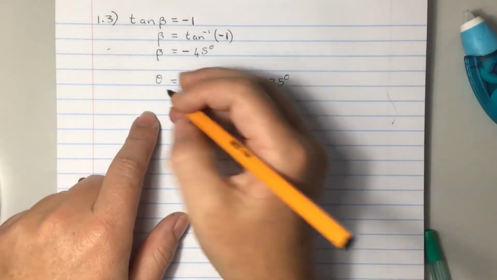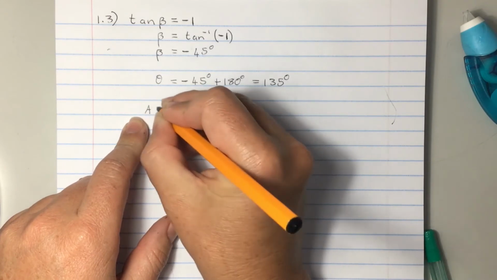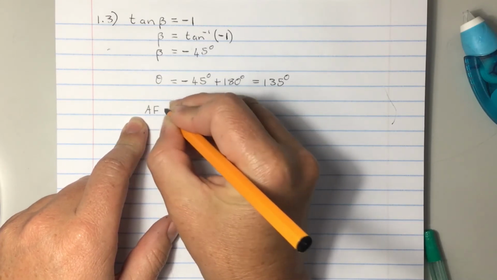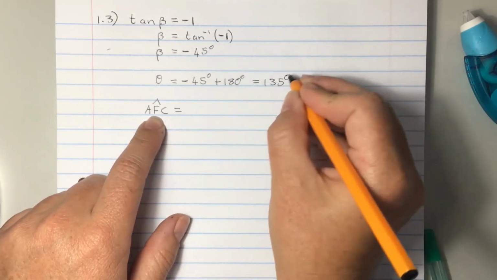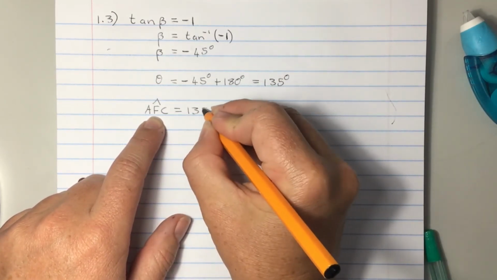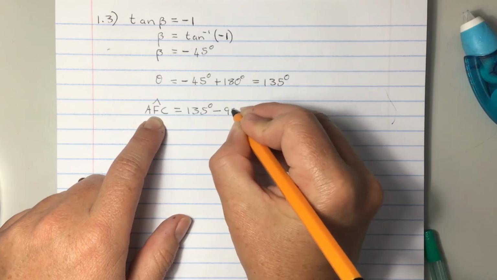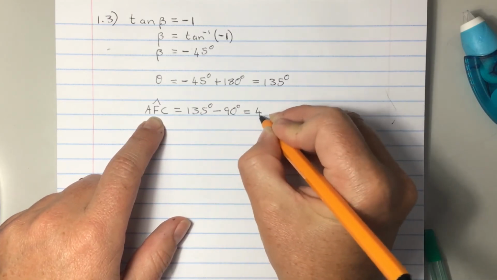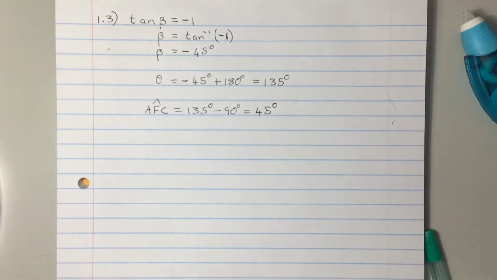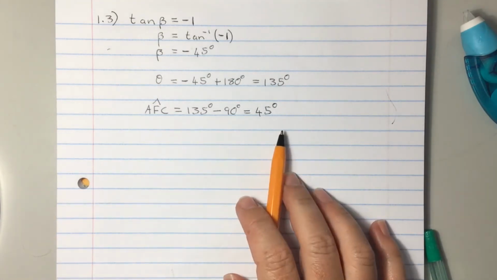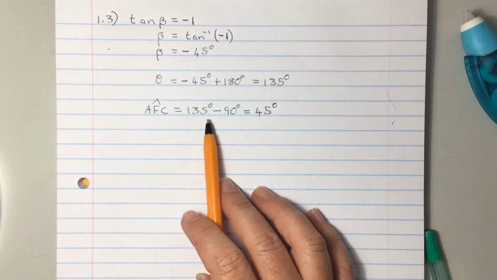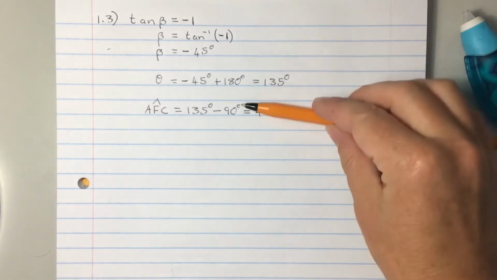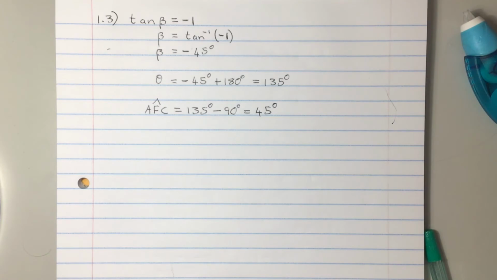And so your calculation will look like this. Don't forget to label your angles so that they know what you're calculating. Angle ACF is going to be theta, 135 degrees minus 90 degrees, which gives me 45 degrees. So it might look like a simple calculation, but the thinking to get to that calculation is quite complex. And as you can see, as we get further down along this question, our questions are becoming more and more complex.